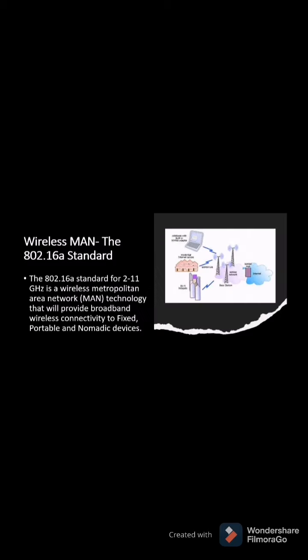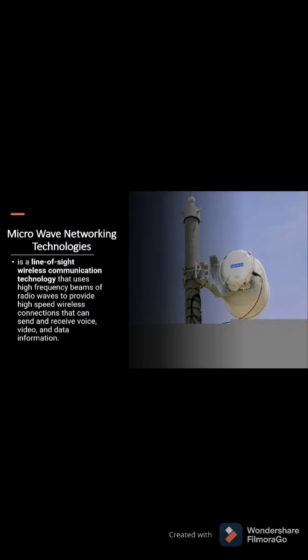Wireless MAN, the 802.16a standard or 2-11 GHz, is a wireless metropolitan area network, or MAN, technology that will provide broadband wireless connectivity to fixed, portable, and nomadic devices. Microwave networking technologies are line of sight wireless communication technology that use high-frequency beams of radio waves to provide high-speed wireless connections that can send and receive voice, video, and data information.